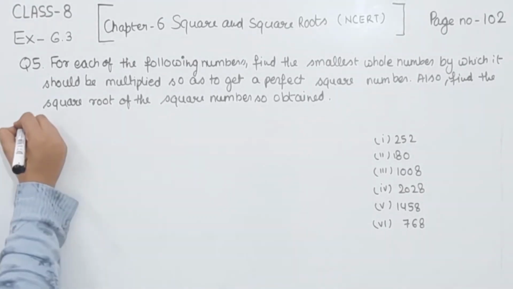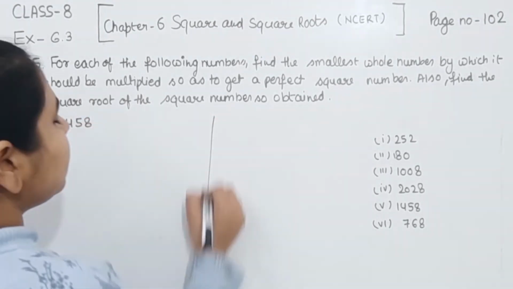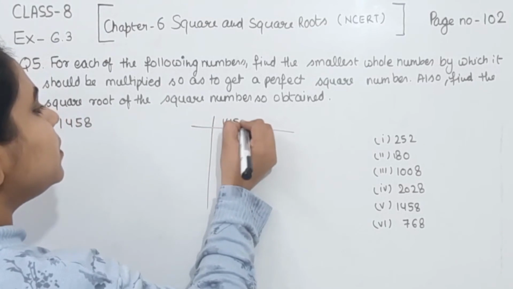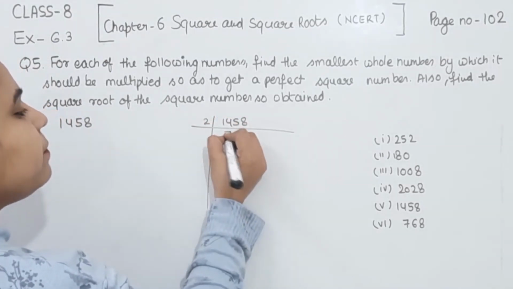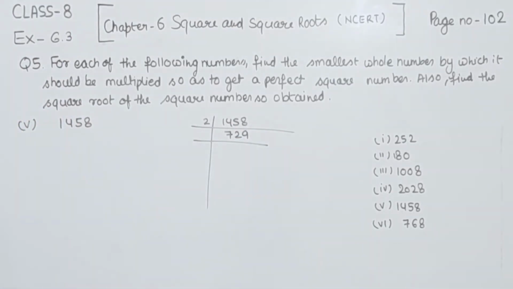Now comes the part 5. The number we are having is 1458. We are going to find the factors first. Start with the 2. 2 7s are 14, 2 2s are 4, 2 9s are 18. Now the number we are having is 729.